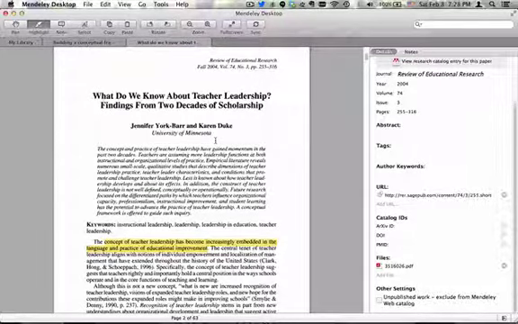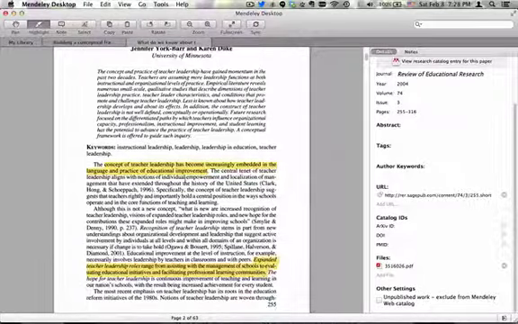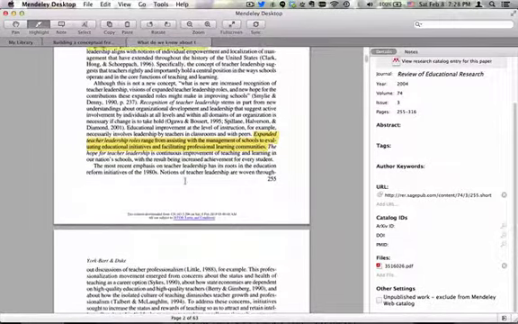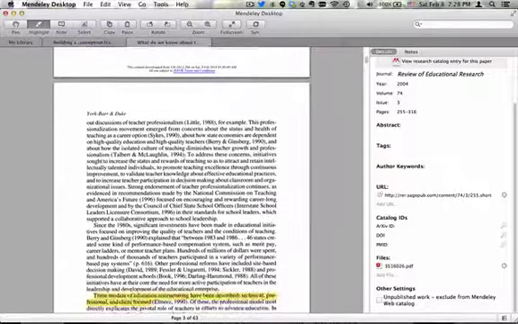Okay, this article, What Do We Know About Teacher Leadership? Findings from 2 Decades of Scholarship by Jennifer York-Barr and Duke, is really all about summarizing the findings of a comprehensive review of teacher leadership literature from 1980 to present, and this was in 2004. So you're talking a little over 2 decades of work.